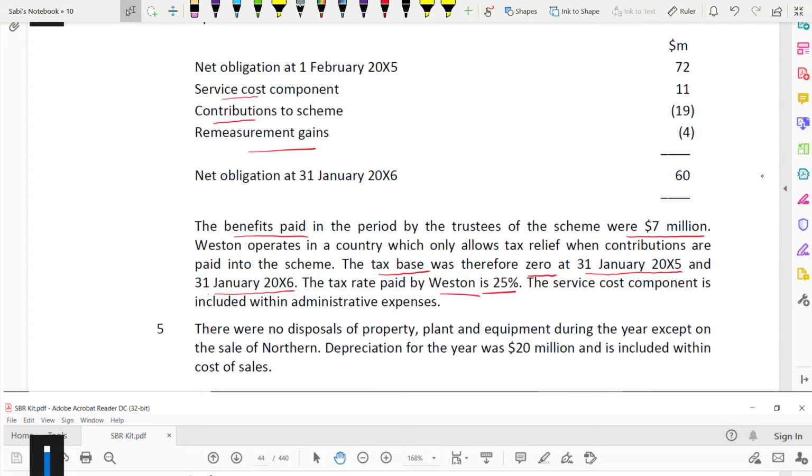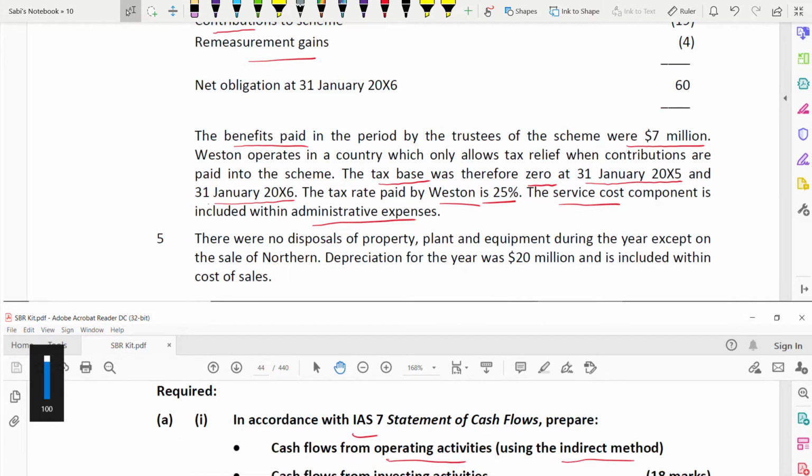Okay, the service cost component included within, where's the service cost? It is in the admin expenses. You need to know which one is under which, so when you do the adjustments, you can do them accordingly. And finally, the last point: there were no disposals of PPE during the year except on the sale of Norton. Okay, you haven't disposed of anything during the year except on the sale of this subsidiary. There is no sale of PPE during the year. Depreciation was 20 million and is included within cost of sales.